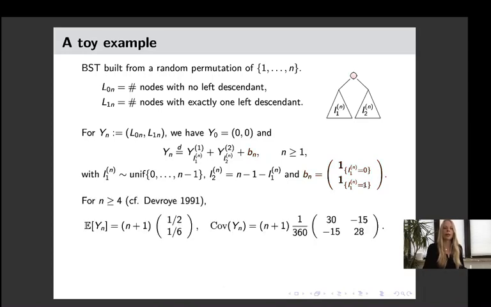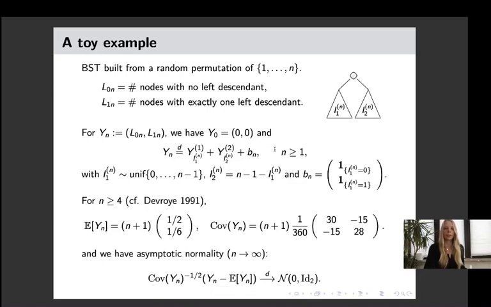So now, following a paper by Luc Devroye, it is easily shown that the mean and the covariance structure of Yn can be computed exactly, and it turns out that everything is linear in n. Devroye has already shown that the univariate quantities here are asymptotically normal, and this is also true for the multivariate quantities, which means that if we normalize Yn appropriately by subtracting its mean vector and by multiplying by the inverse square root of the covariance matrix, then we have weak convergence to the two-dimensional standard normal distribution.